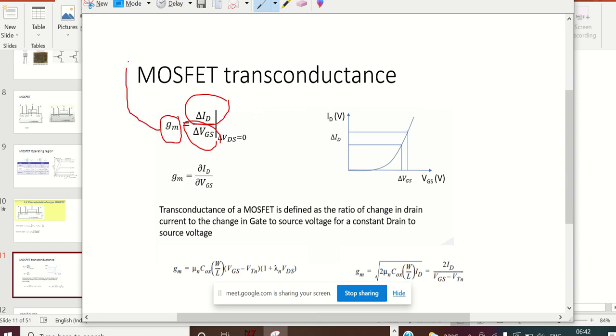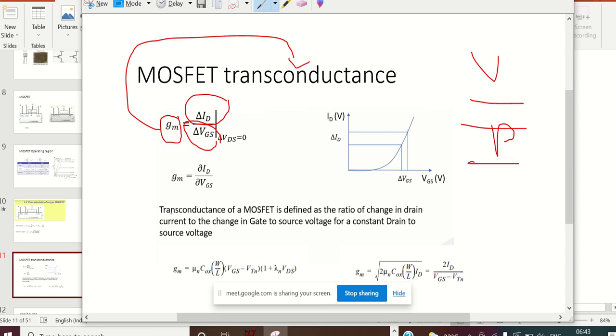Current divided by voltage is transconductance. V by I is resistance. I by V is transconductance. Higher transconductance is better. What does this mean? If this value of gm is bigger, that means for a small change in voltage you are seeing a bigger change in current. So higher and higher gm is nice.